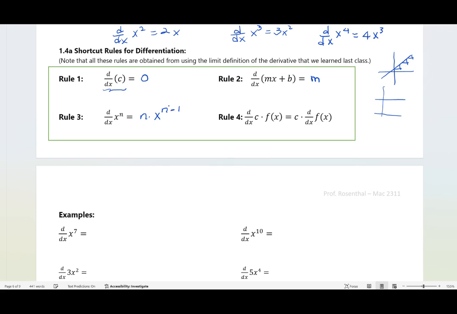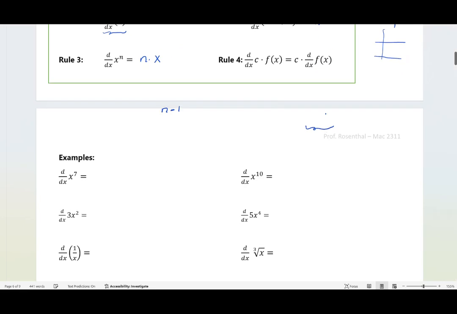And one more simple rule, then we're going to go to examples. Rule number 4: if you have a constant times a function, you can pull the constant outside. So you keep the constant as it is, times the derivative of the function. Notice how this rule is different than rule number 1. If it's a constant all by itself, the derivative is 0. But if it's a constant times a function of x, you can pull the constant outside and just simply take the derivative of the function. So let's take a look at a few examples to practice these rules.